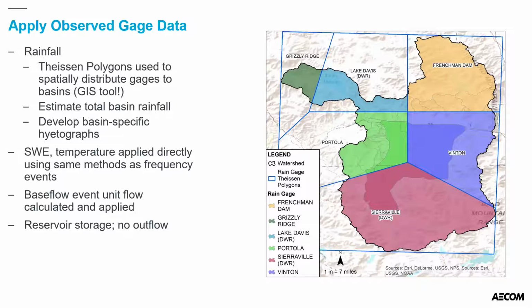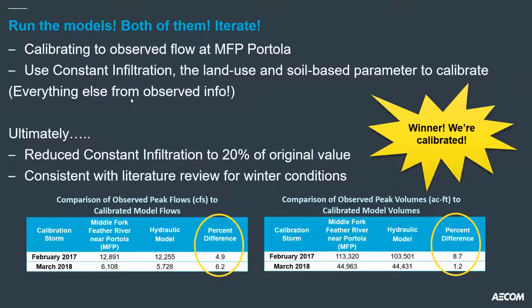And then we looked at our 2 reservoirs in the northern part of the watershed. Both reservoirs had a gauge at the outlet. So we looked at the gauge data, and we noted that there's storage, but there's no outflow. So we set up our models for calibration to match that, no outflow. Then we ran the models, both of them, and iterated. Again, we're looking to calibrate to the observed flow at the Middle Fork Feather River at Portola.